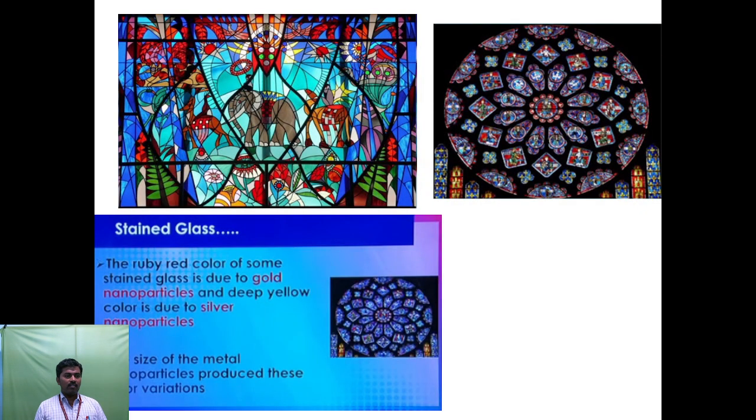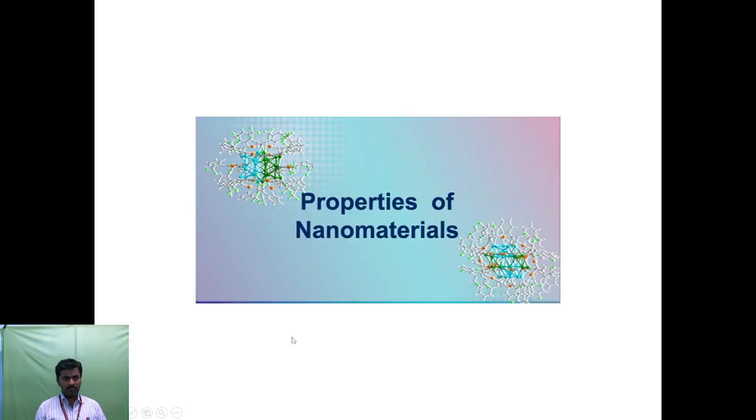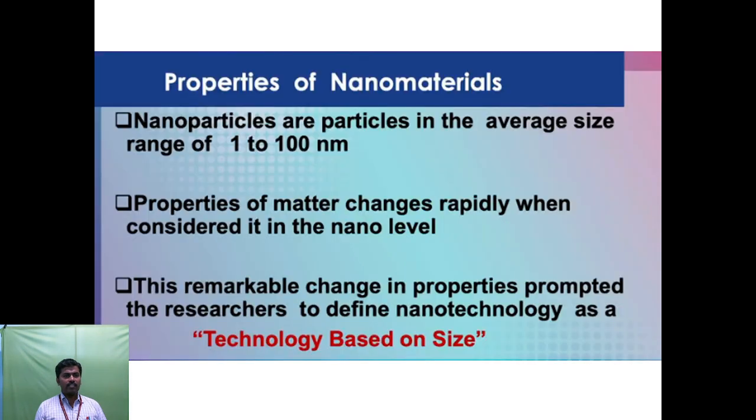The ruby red color of some stained glass is due to gold nanoparticles, and the deep yellow color is due to silver nanoparticles. The size of the metal nanoparticles produced these color variations. This color variation is mainly because of the size of the gold and silver nanoparticles. The properties of nanoparticles.